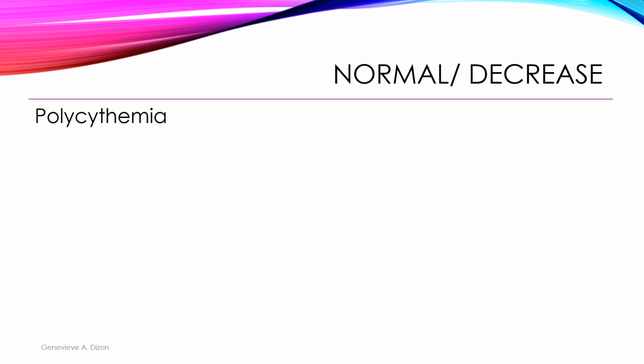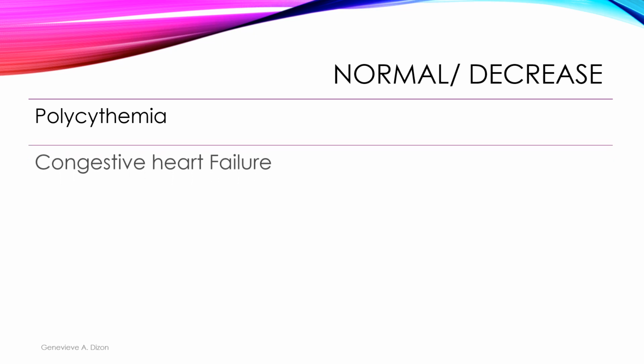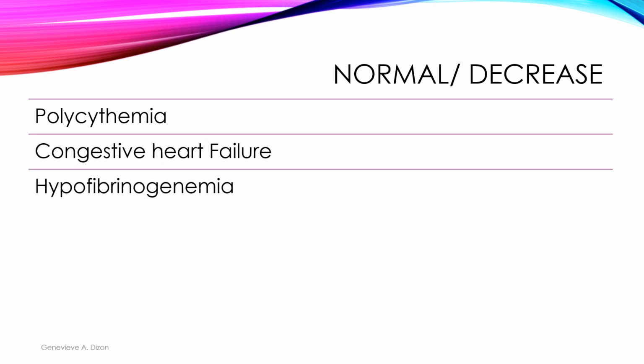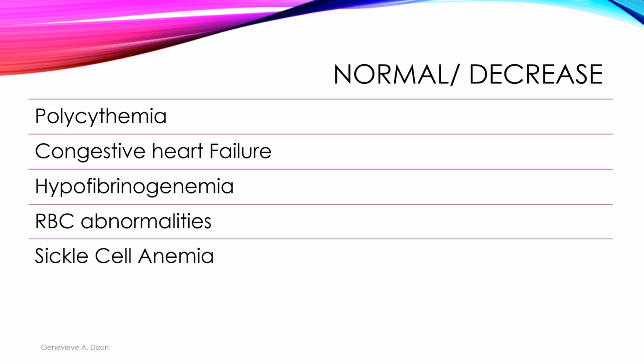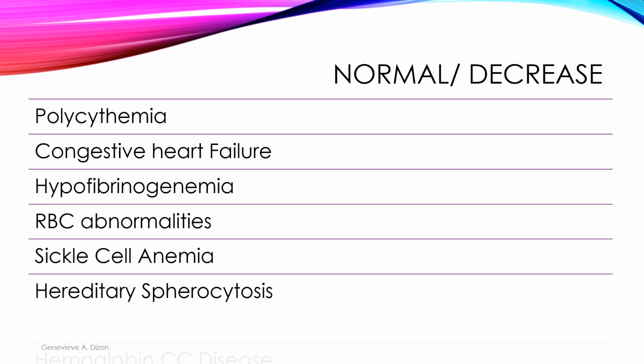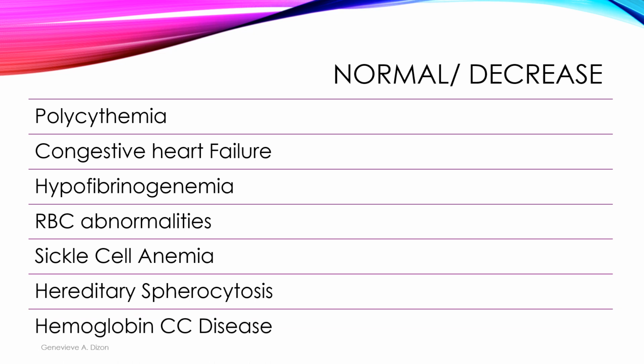Polycythemia, which is an increased concentration of red blood cell, can cause a decreased ESR. Congestive heart failure, hypofibrinogenemia. Fibrinogen is an acute phase reactant, and a decreased amount of fibrinogen in the blood would also cause a decreased ESR. RBC abnormalities like sickle cell anemia, hereditary spherocytosis, and hemoglobin CC disease can all cause a decreased value.